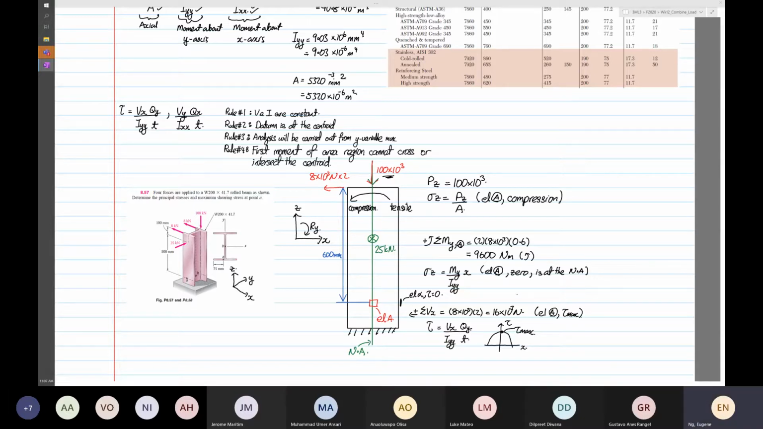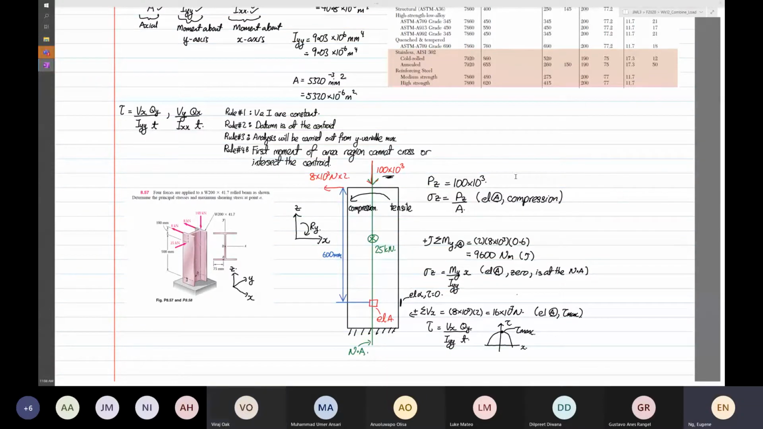Okay. So anything else to analyze? You just see down here. Anything else to analyze? The answer is no. Anyone has question? I can hear someone unmuting. Yep. I have a quick question, Eugene. We said element A is on neutral axis, so that's why our x is 0 for our normal stress, right? Yes. Okay. Right?